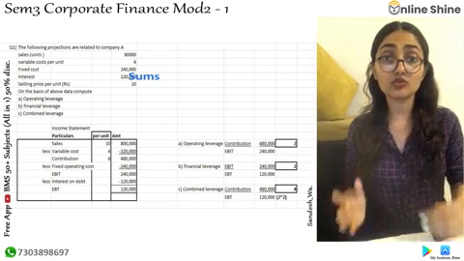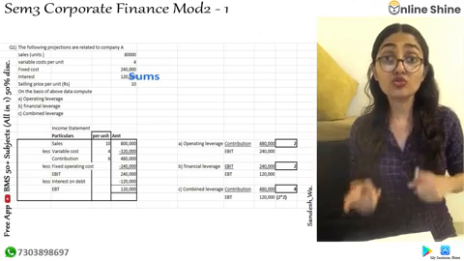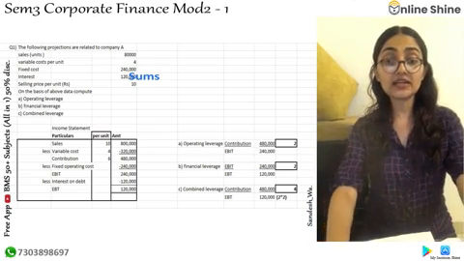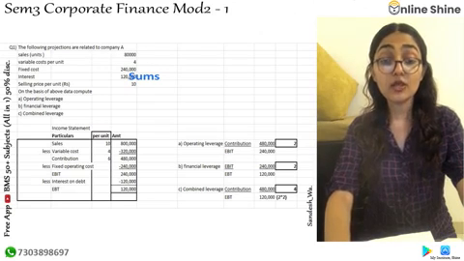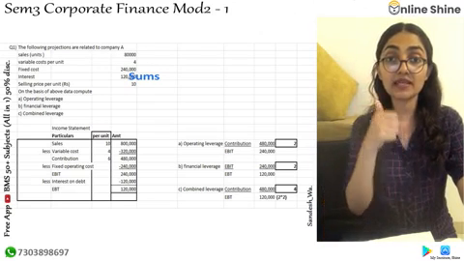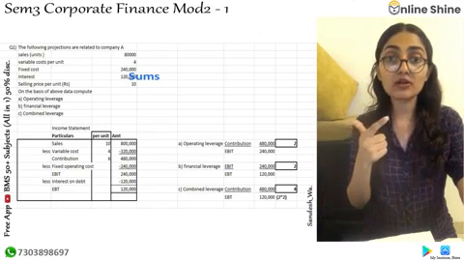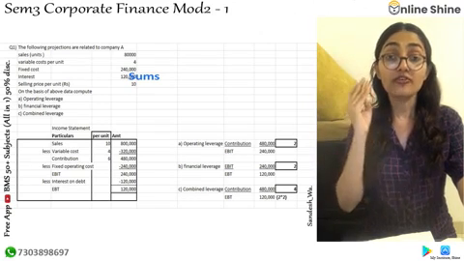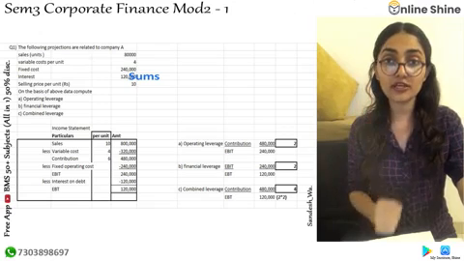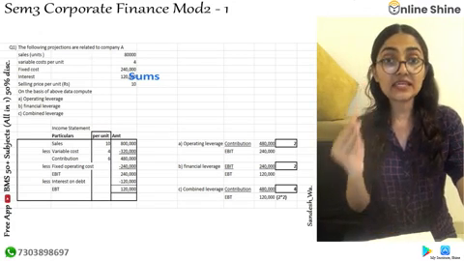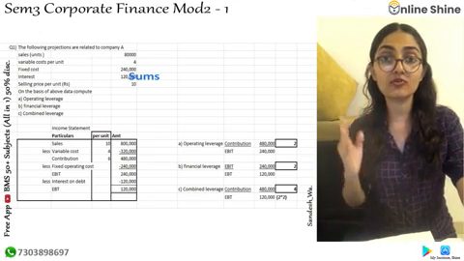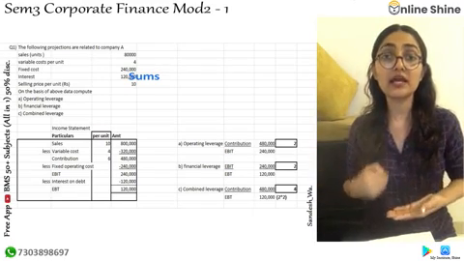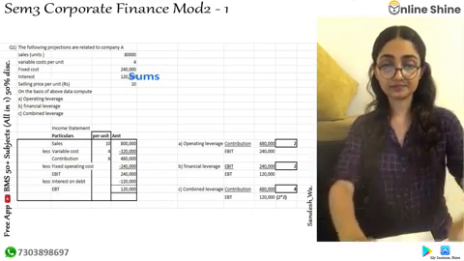It is not directly given. So what do we need to find out? To find that out we need to prepare an income statement. So see here, you have an income statement. First, what did we do in the income statement? Sales minus variable cost gives you contribution, minus fixed cost gives you earning before interest and tax, minus interest gives you earning before tax. And if they have given you tax, then minus tax, you will get earning after tax.